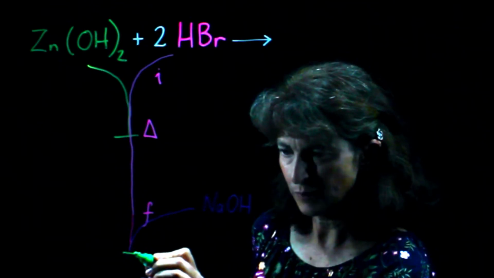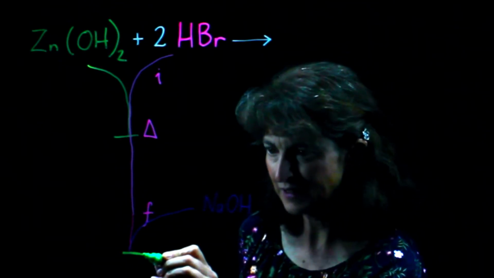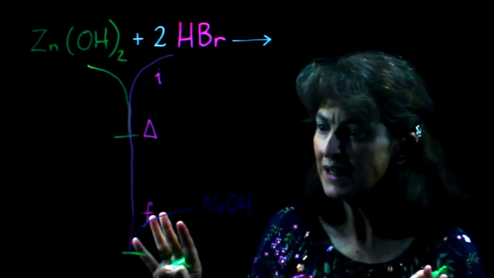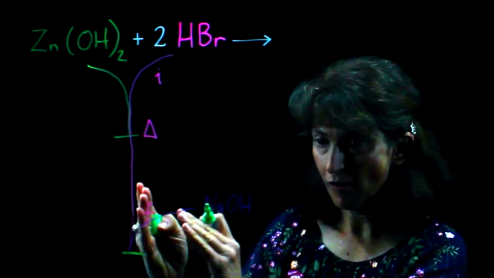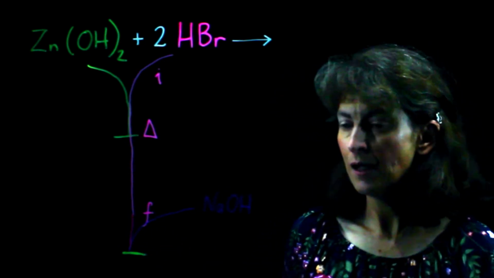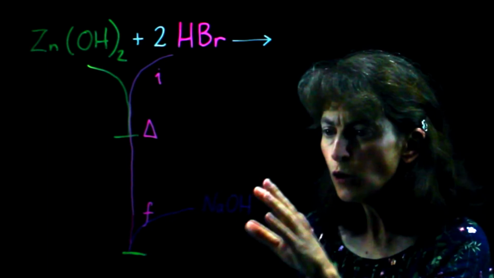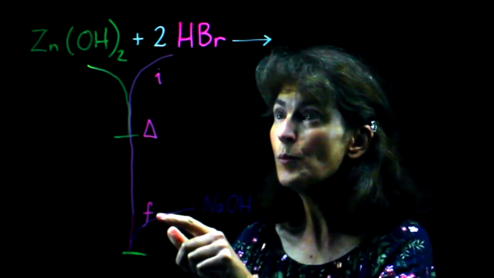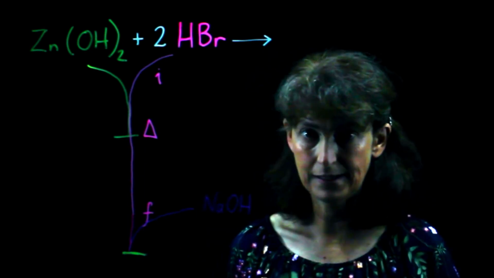Let's show this with a green line because in this case, if we use universal indicator, it's going to turn green as the HBr and sodium hydroxide are neutralized. Then we must stop the titration. That is what they did. And the whole purpose of the titration is to work out how much HBr there was in excess.